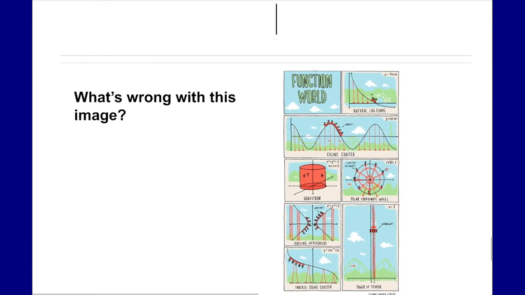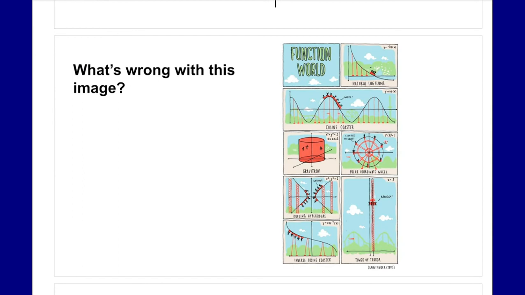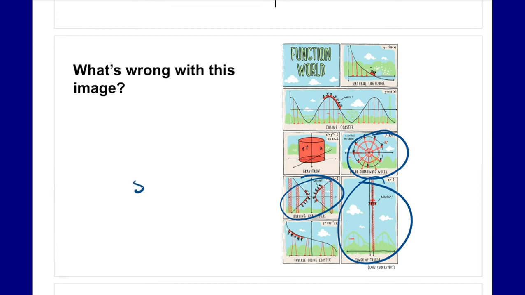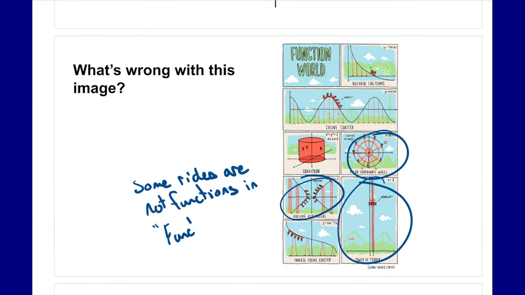Well, now that you've learned about functions, you should be recognizing that we have multiple roller coasters or rides that are not functions. We look at the polar coordinate wheel, the dueling hyperbolas, the Tower of Terror. Some rides are not functions in what they're calling Function World. So this is an example of false advertising. They're calling it Function World, however, we can clearly see there are some rides that are not functions. So you would say this is false advertising.